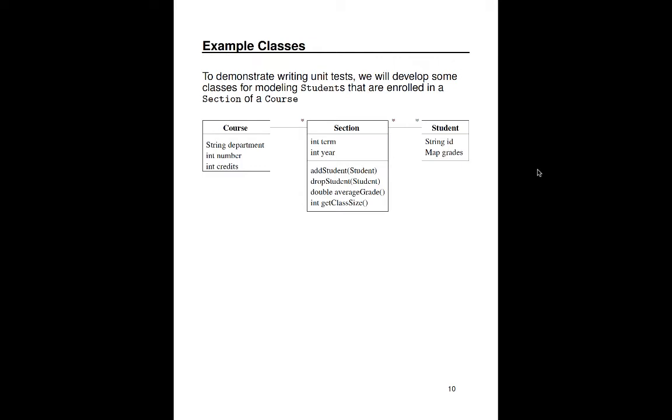And it also has a bunch of methods, a bunch of behavior. So you can add a student to a section, you can drop a student from a section, you can compute the average grade and get the size of the class. And then sections and students have a many-to-many relationship, and each student has an ID and a map of grades that they have in their classes. So this is the domain that we're modeling, and now we're going to look at some unit tests for that.